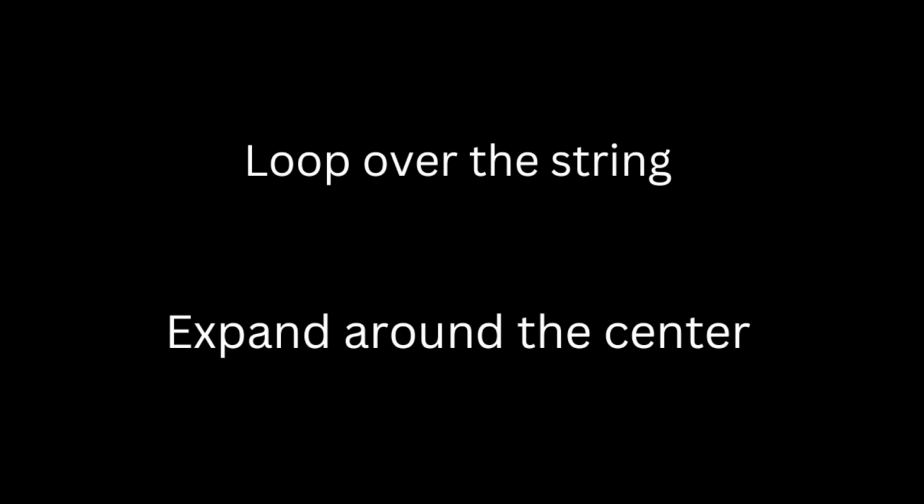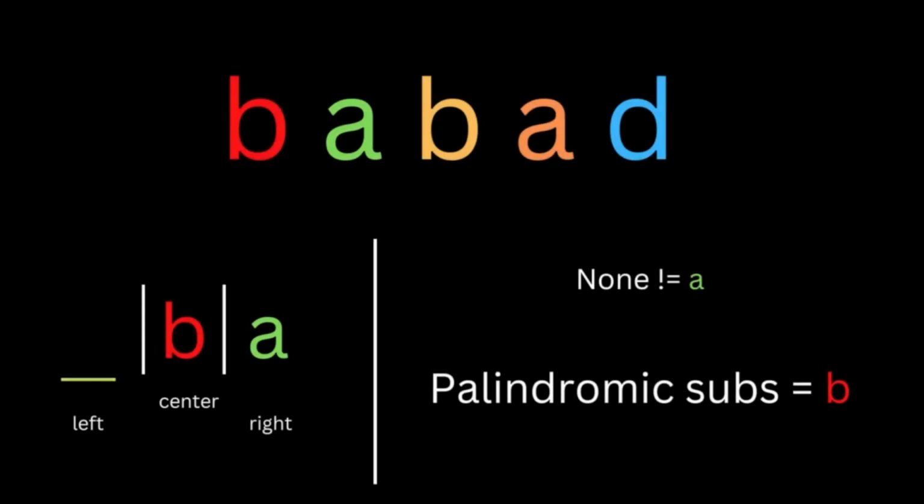So to solve this problem, we're going to loop over the string and write a helper function that's going to help us find the possible palindrome with each character in the string as the center. For example, let's take an input string B, A, B, A, D.